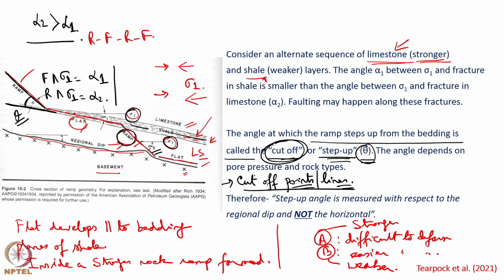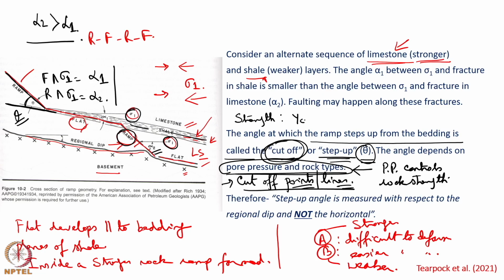This theta angle depends on the pore pressure and the rock types. Pore pressure has great control on the rock's strength. Pore pressure controls rock strength. Just to recollect, when we are presenting the term strength of rock, a good representation can be the Young's modulus of the rock.